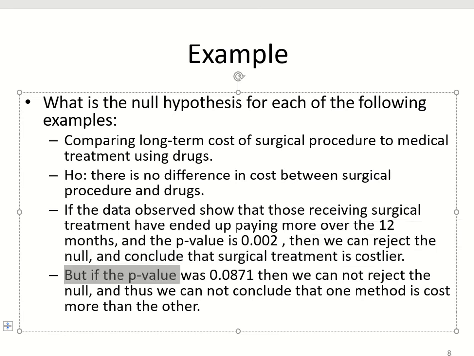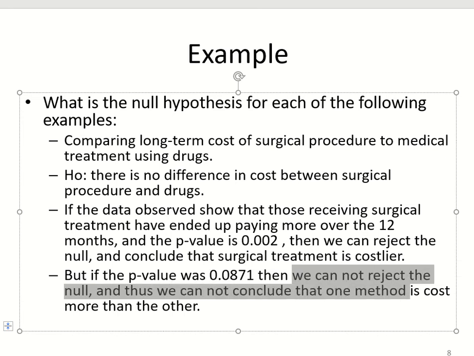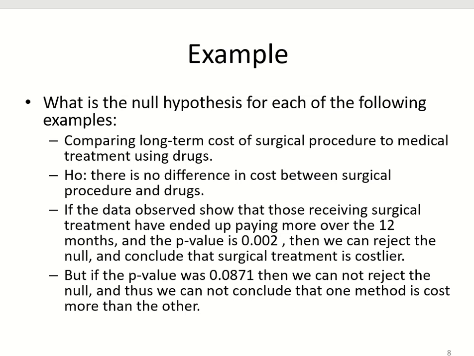Scenario number two, if the p-value actually turns out to be 0.0871, this time the p-value is larger than 5%, then we cannot reject the null hypothesis, and thus we cannot conclude that one method costs more than the other. Even though in the sample you are observing a difference in cost, that difference is only at the sample level, not at the population level, and therefore we say that this difference is due to chance only.